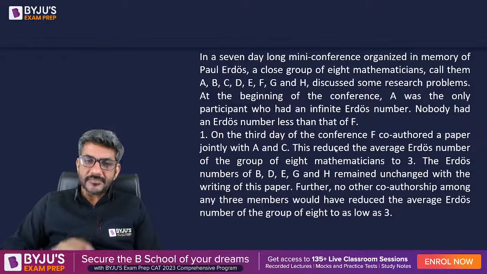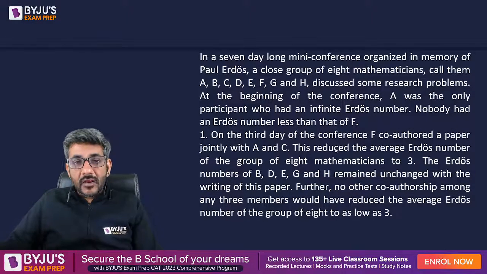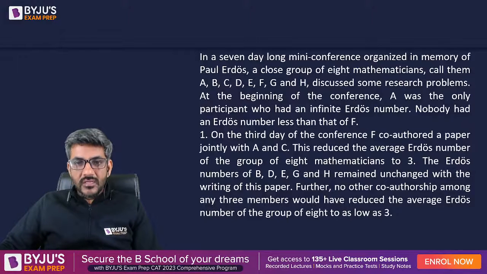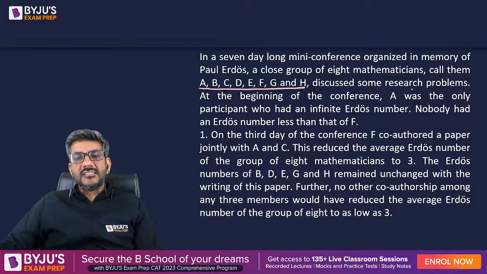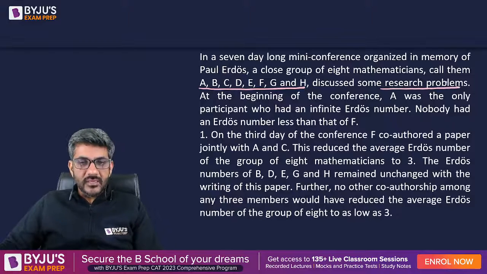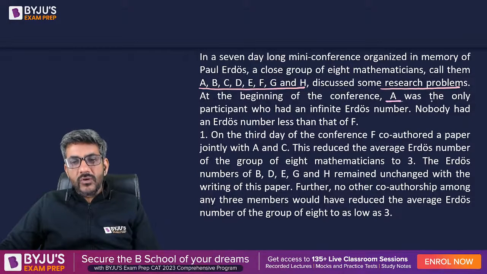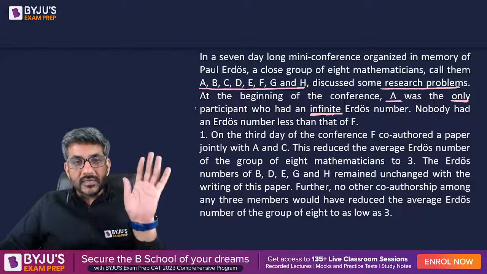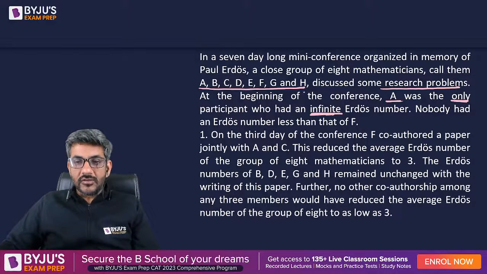Let's move ahead. In a 7-day long mini conference organized in memory of Paul Erdos, a close group of 8 mathematicians, call them A, B, C, D, E, F, G, H, so these are 8 people, discussed some research problems. At the beginning of the conference, A was the only participant who had an infinite Erdos number.